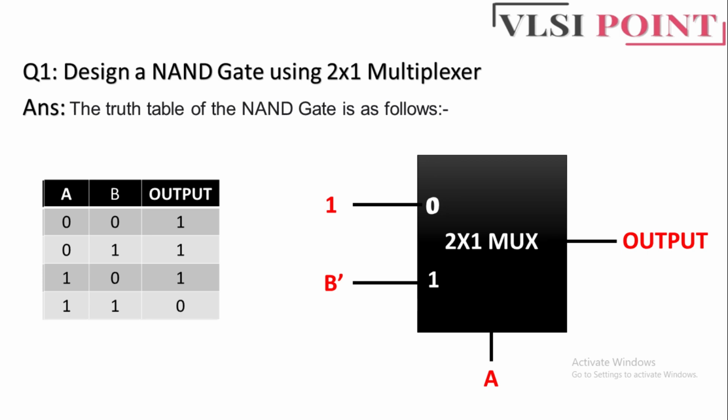Actually, you can implement any gate by using this method. AND or NAND, NOR, any gate you can implement, the method will be the same. So your next task will be to just implement a NOR gate by using a 2x1 multiplexer. And let me know in the comment box how many of you have completed that question.